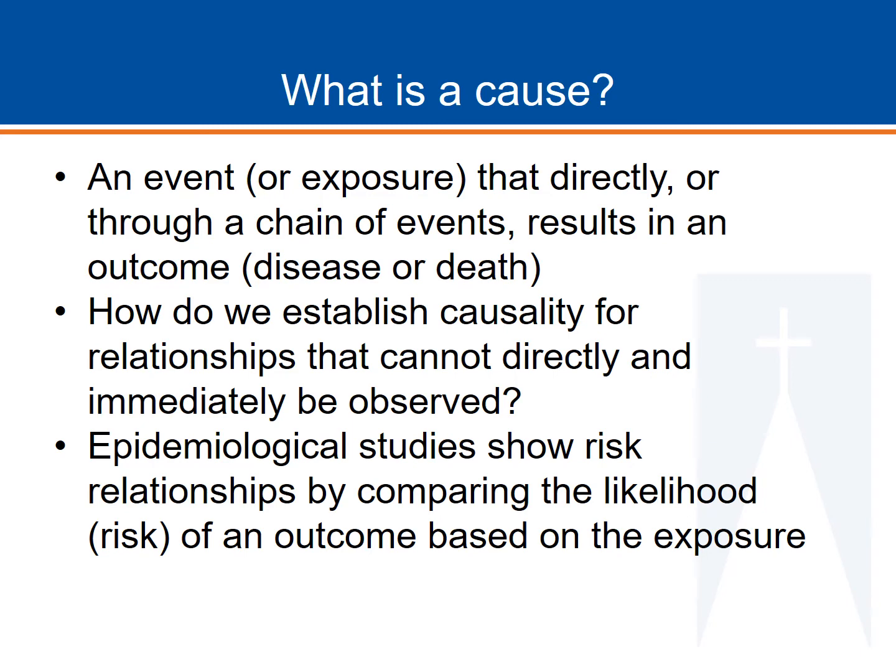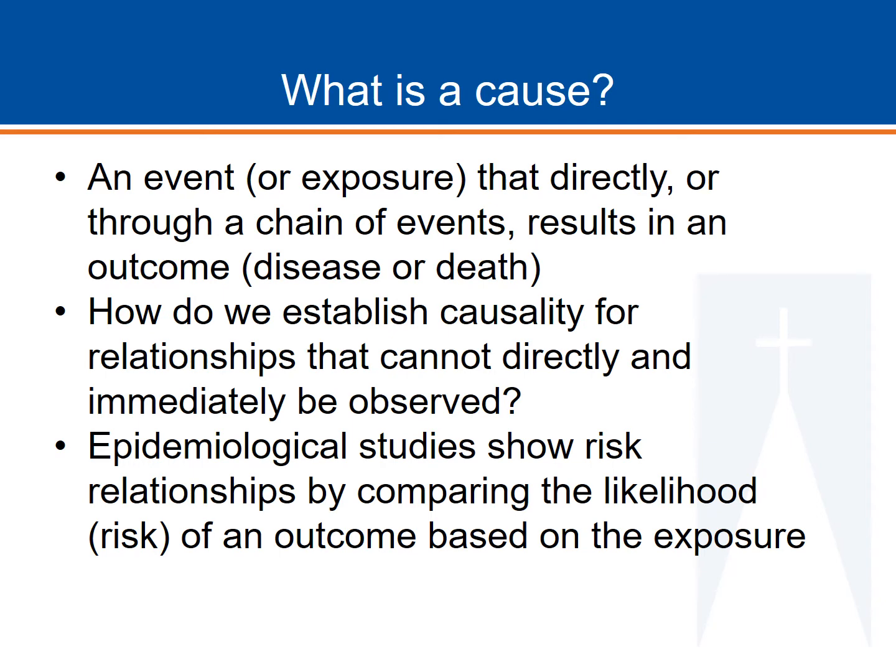So in epidemiology, what we see are relationships. We see associations. If we wanted to truly establish causality, we would need an event or exposure that we could observe directly and that we could see the chain of events that results in the outcome. So how do we actually talk about causality in epidemiology? How do we establish causality for relationships that cannot be directly and immediately observed?